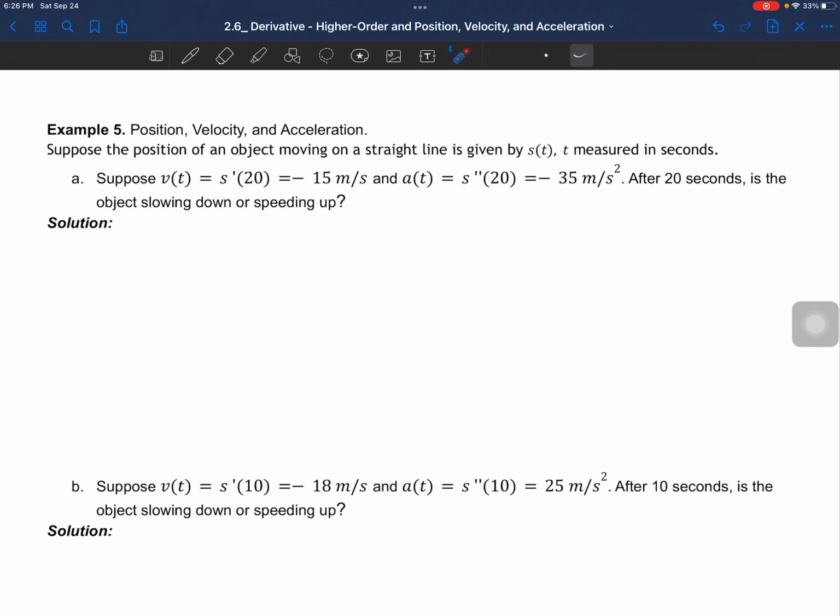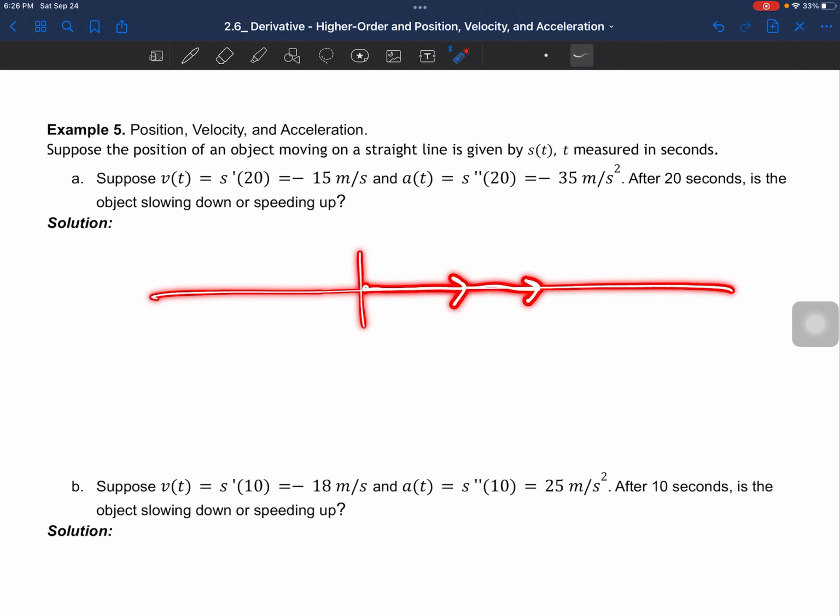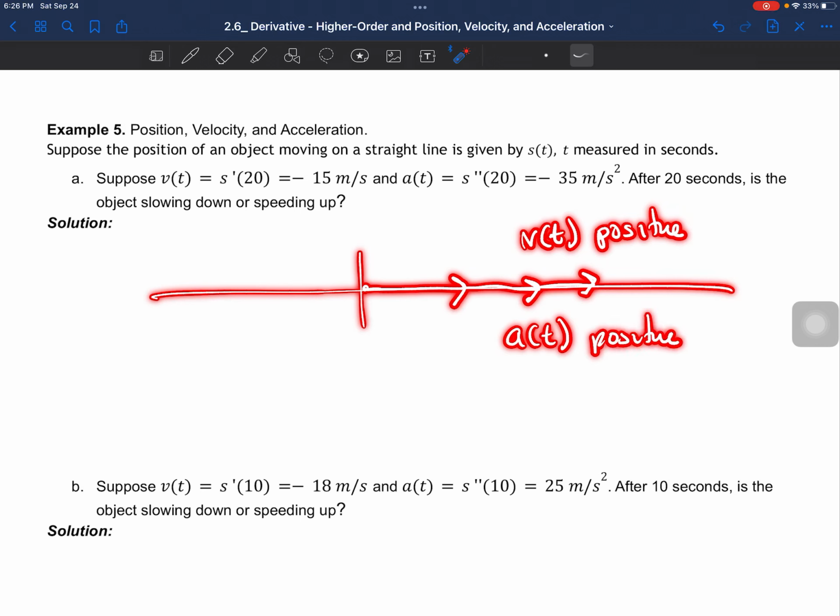So they give us already information here, right? And what I want to direct your attention to is the sign value. The sign value makes a lot of difference here. So an object, if you think about it, is traveling in a straight line. So if the object is moving in that direction, right, the velocity of this object is going to be positive. And the acceleration is also going to be positive, right?